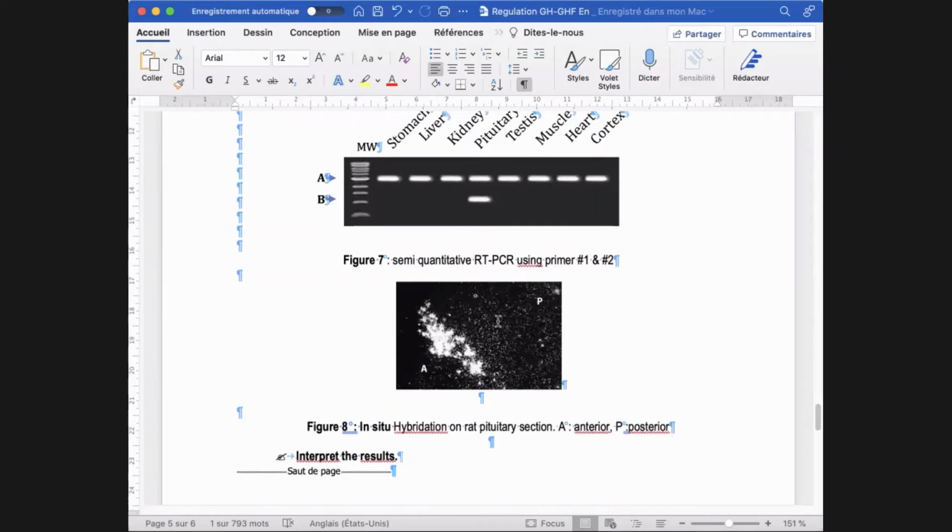We are going now to see another method, and I will show you how it works, because it's quite interesting. It gives us very good information on in which cells one gene is expressed. It's called in situ hybridization. This image here, you may think it's very bad quality, but actually it is a very good quality image for this kind of experiment.